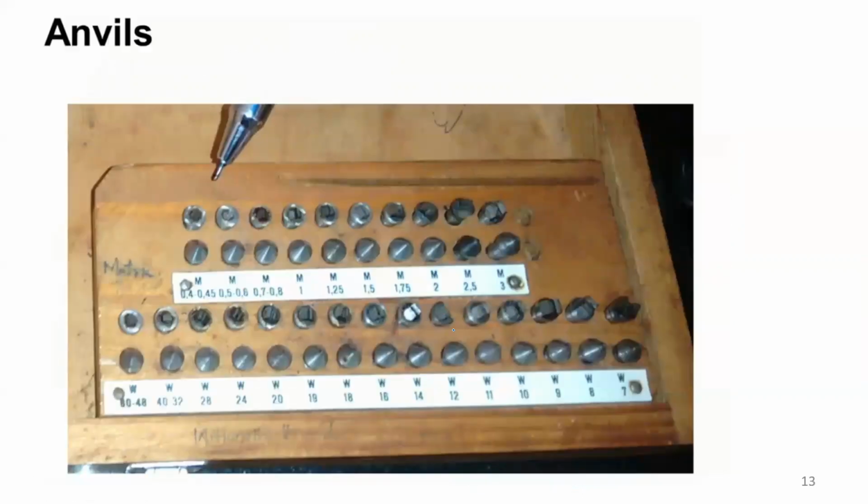So here we have the metric screw anvils and the Whitworth anvils. If the pitch is 1.5 mm, we need to select these two anvils for measuring the effective diameter. Similarly, if the Whitworth thread is having 12 threads per inch, then we can select these two anvils for measuring the effective diameter.